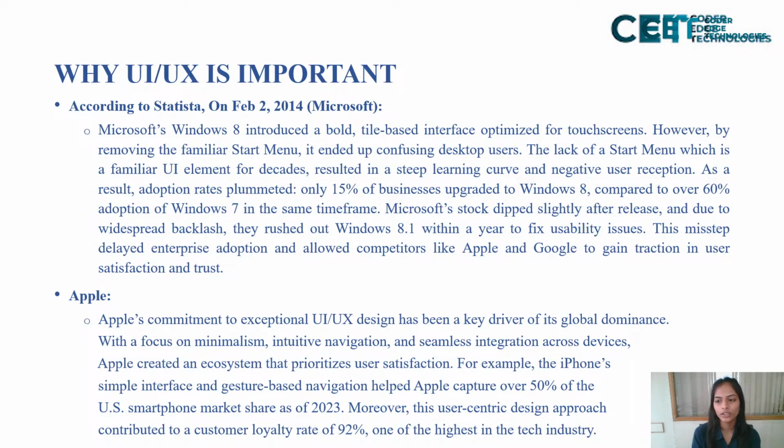to fix usability issues. This misstep delayed enterprise adoption and allowed competitors like Apple and Google to gain traction in user satisfaction and trust. The second tech giant is Apple. Apple's commitment to exceptional UI UX design has been a key driver of its global dominance. With a focus on minimalism, intuitive navigation, and seamless integration across devices, Apple created an ecosystem that prioritizes user satisfaction.